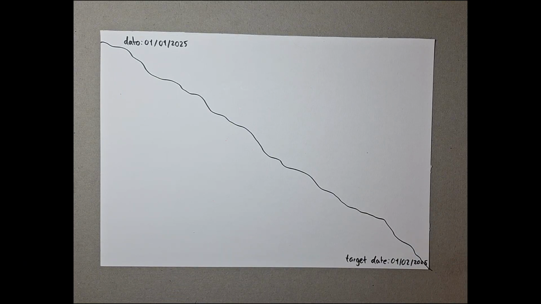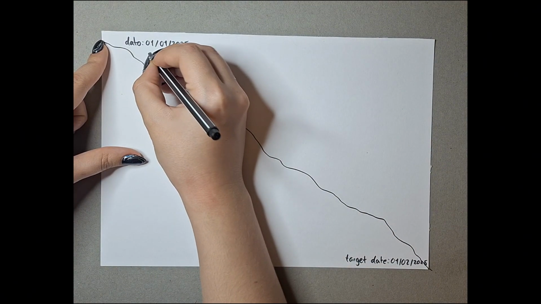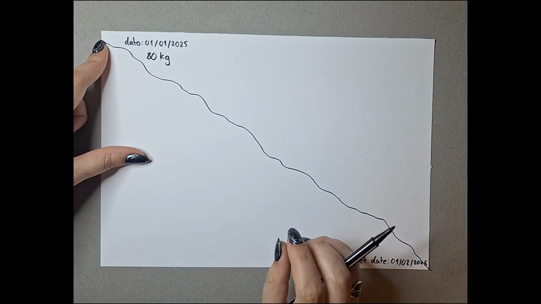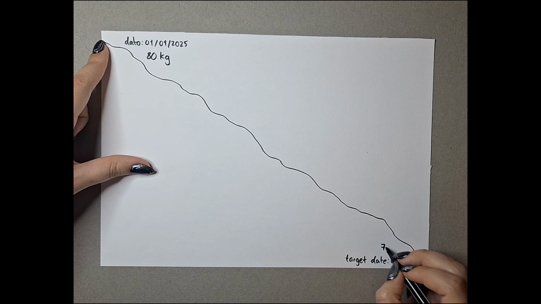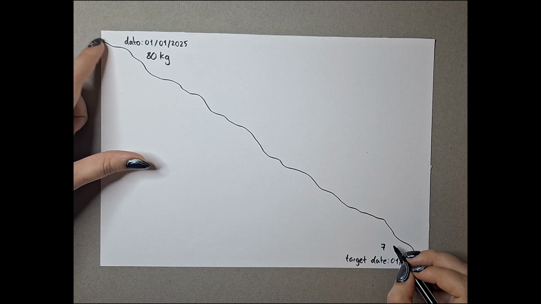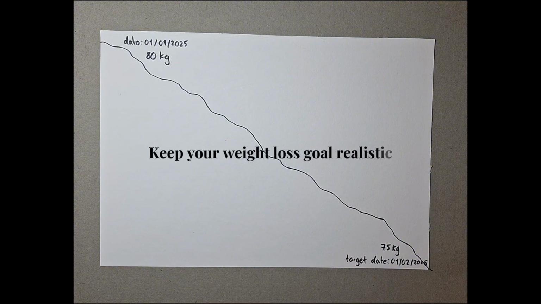So the next thing you're going to do is take your weight and write it down here. It can, for example, be 80 kilos. So we're just going to write that. And then if your goal is maybe to lose 5 kilos, you're going to put your target weight at 75. But do it realistically, please. So yeah.